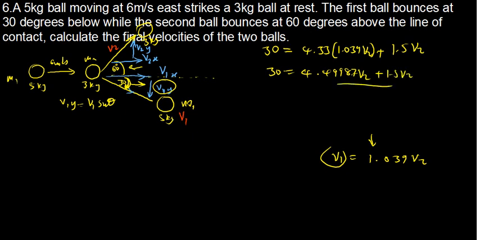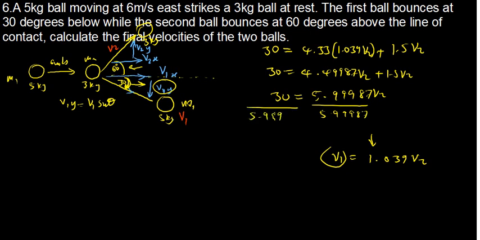So if I add, these are like terms because they all contain v2 in them, so we can add them. So what we are going to have is 30 is equal to 4.49 plus 1.5. So that is going to give us 5.99987 v2. So for us to remain with v2, we are going to divide by 5.99987 on both sides. So therefore our v2 is going to be 30 divided by 5.999. So that is going to give us 5 meters per second.